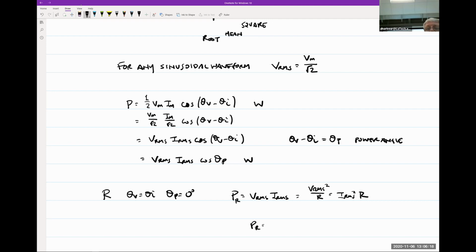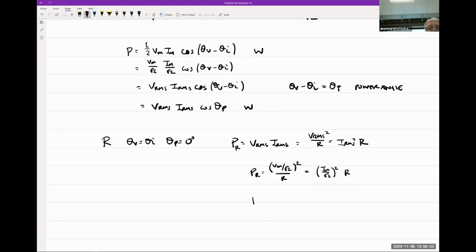Which means we could also write it, since V RMS is Vm over the square root of 2, over the R, we could square that. Or I RMS is Im over the square root of 2, squared times R. Then we could write these as, let's see, this would be Vm squared over 2R, if we squared it and then moved that into the denominator, or Im squared times R over 2. Again, that's real-time power for a resistor, or average power for a resistor, if we just know the voltage or the current and the resistance.